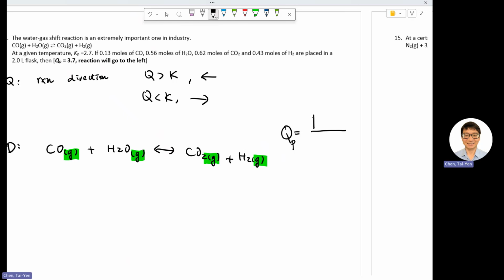And then you should see that you should have this format, right? Since the coefficient in front of all the reactants and products are all 1, therefore the exponent of all the pressures is all 1. Since it's 1, you don't write it. So that's how you calculate your QP. Any questions for this expression?